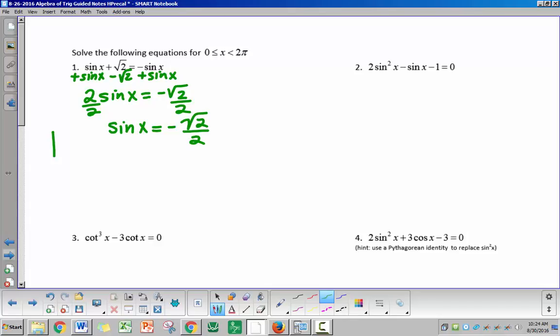Yes. So we have to decide what quadrants the sine is. Negative, which is 3 and 4. Draw our reference triangles. We know we have two solutions. What's alpha here? Where in the first quadrant is it? Pi over 4.